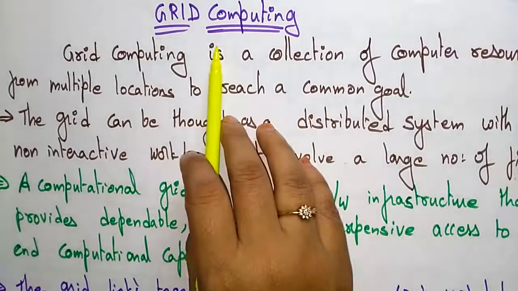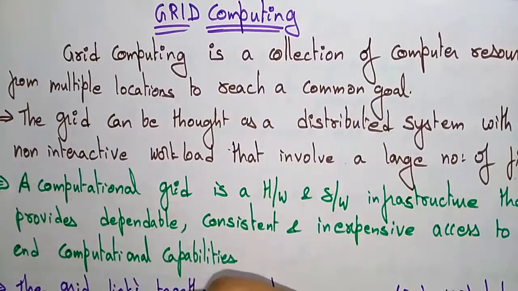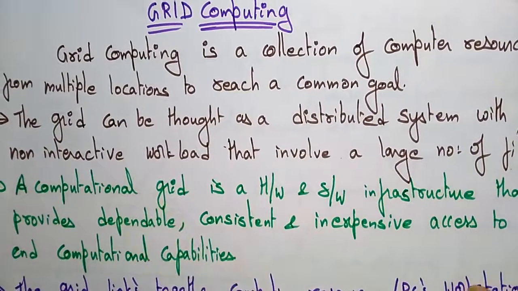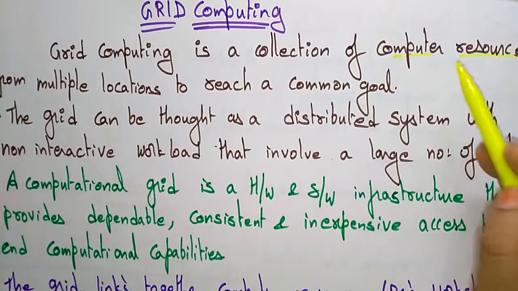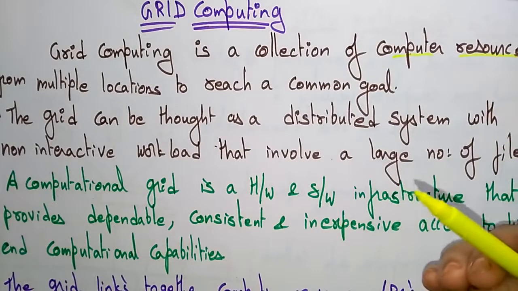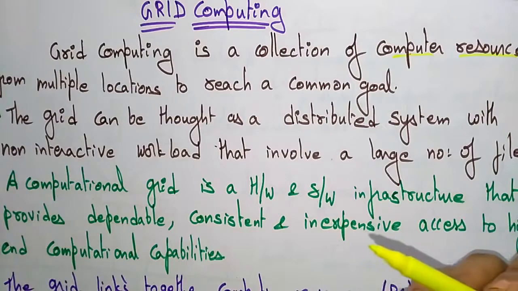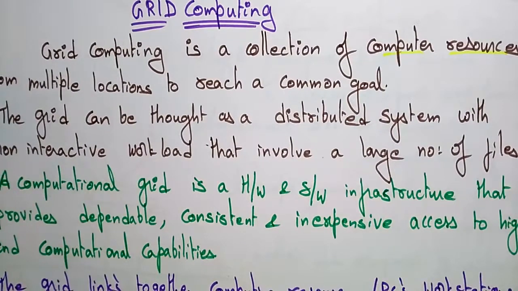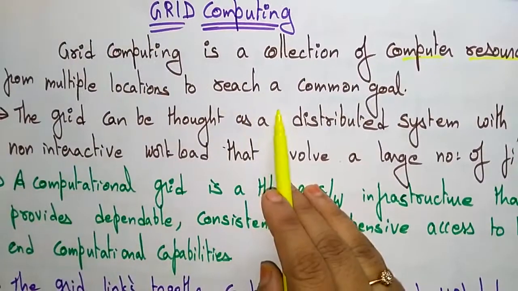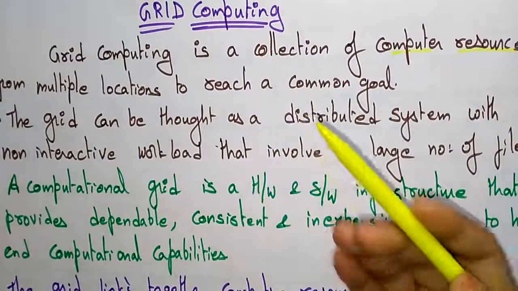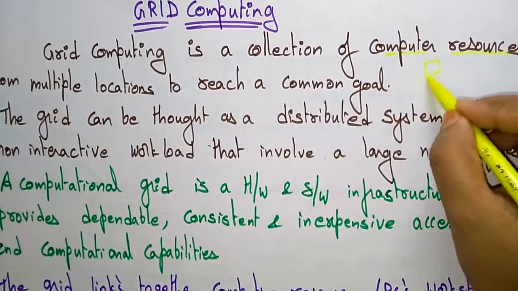Grid computing. So what is this grid computing? A grid computing is a collection of computer resources. Computer resources means processors, storage, data, applications that are present in a computer. So grid computing is a collection of those resources, like storage, data and applications, from multiple locations to reach a common goal. This means different computers will be there.